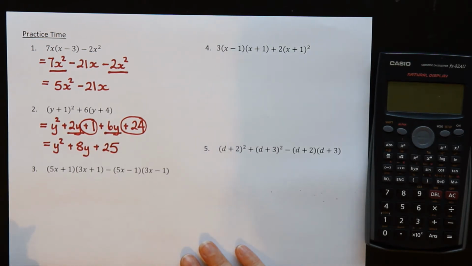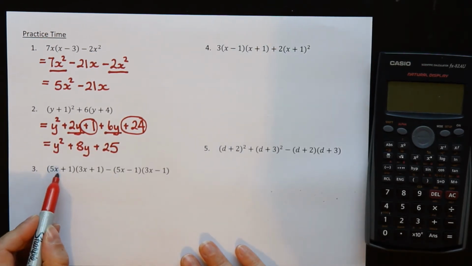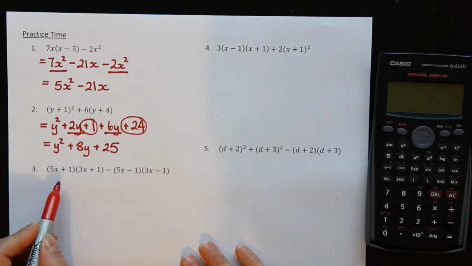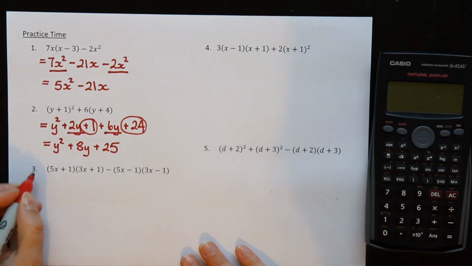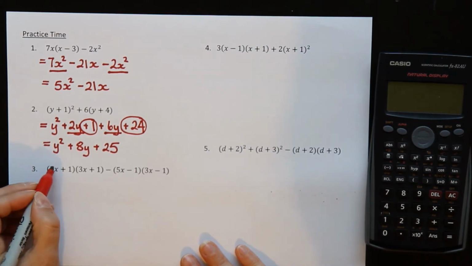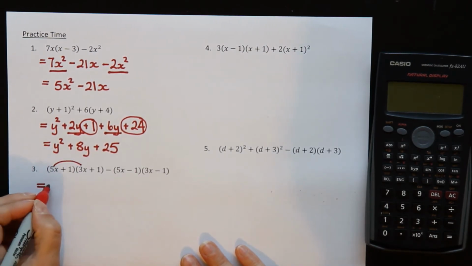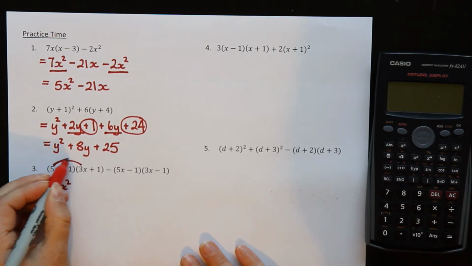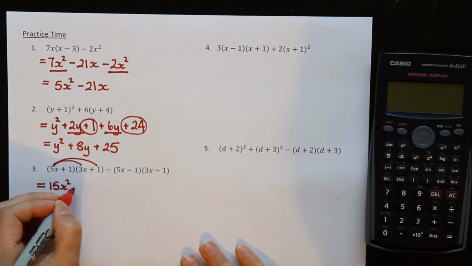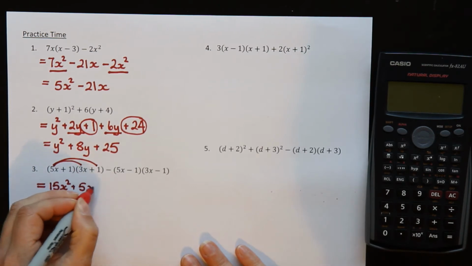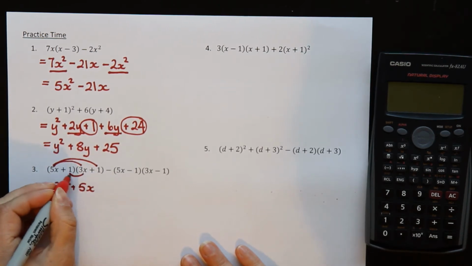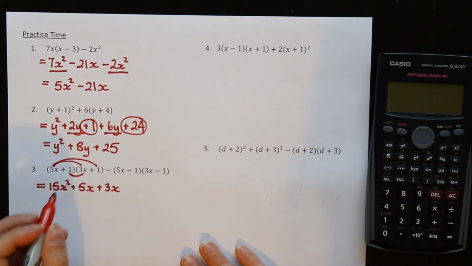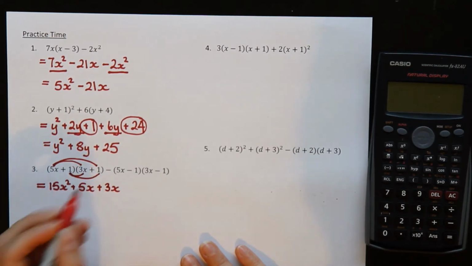Let's look at question 3. 5x plus 1 and 3x plus 1. Well, they're close, but they're not the same, so I'll need to do a FOIL expansion for that. So first will be those ones, so that'll be 15x squared. Then we do outside, 5x times 1 is 5x. Inside, 1 times 3x is 3x. And last, 1 times 1 is 1.